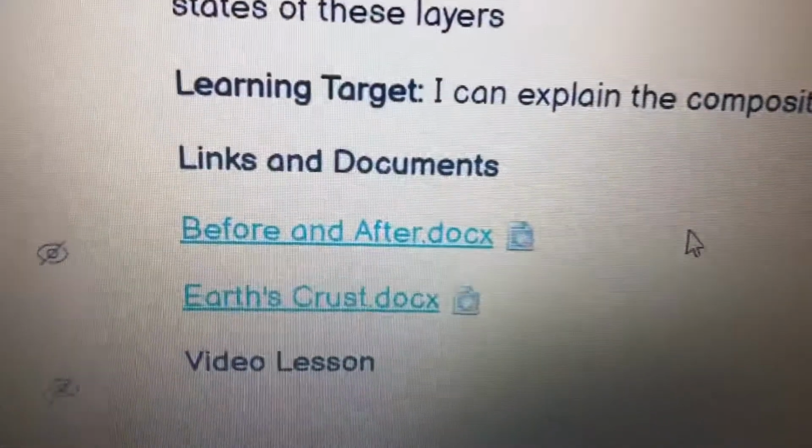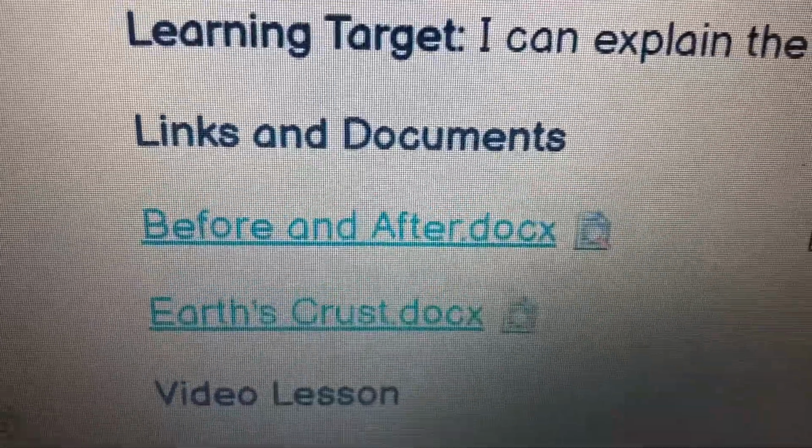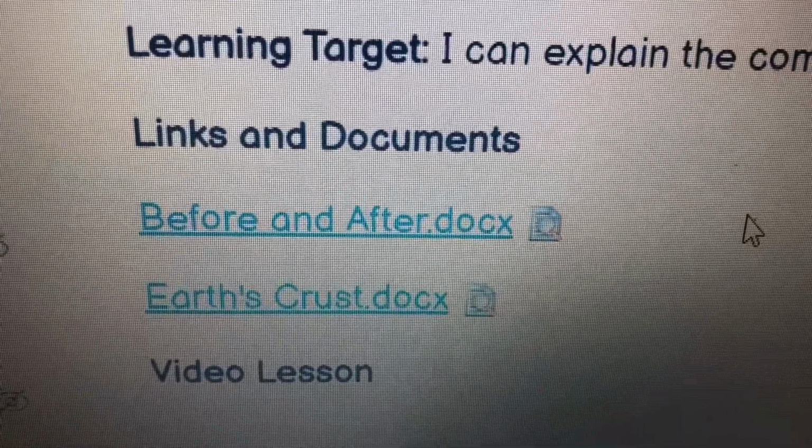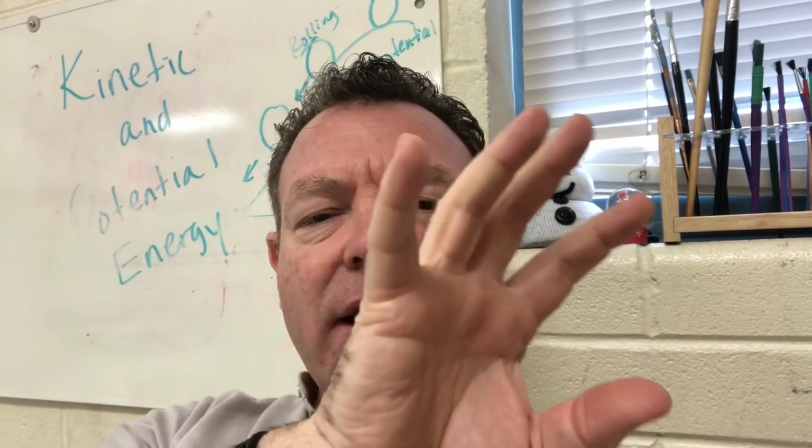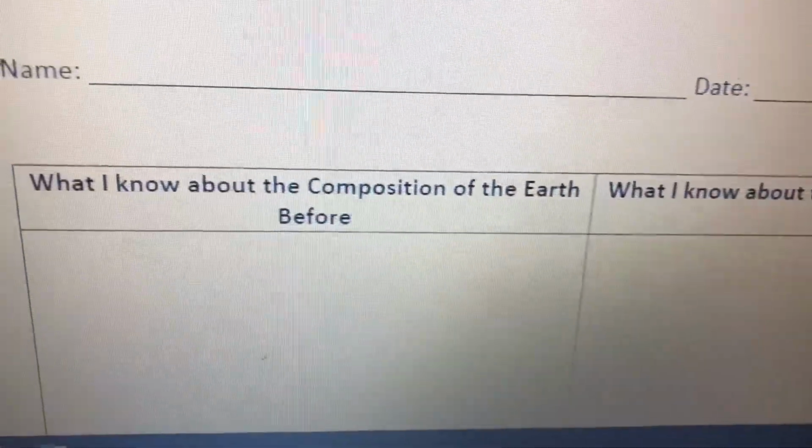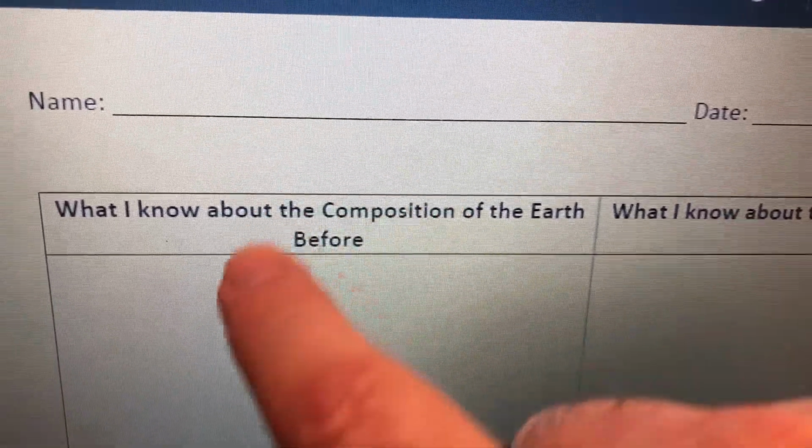If you have access to this document, the one that says before and after doc, I want you to open that, okay? If you don't have access to that, then I want you to work in your notebook. You're going to do a T-chart, okay? On one side it says before, and on the other side it says after. I just want you to work on the before side, okay?